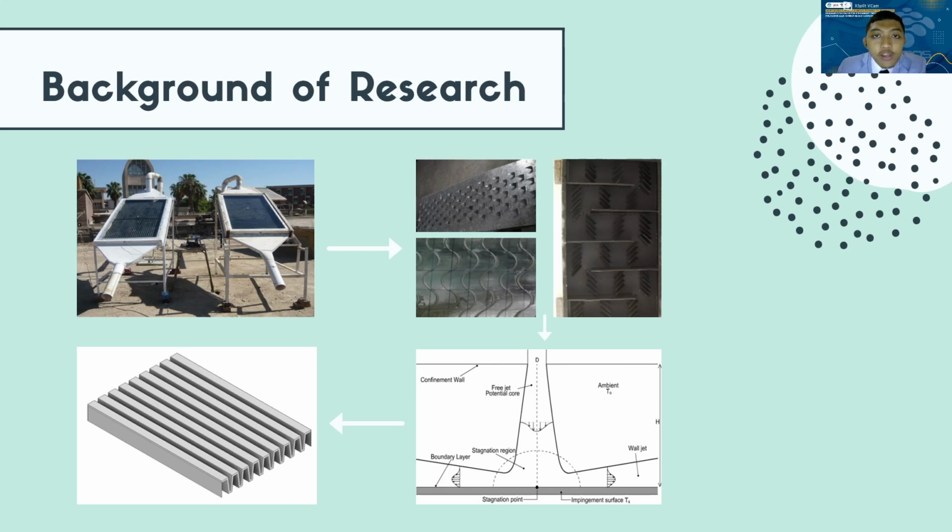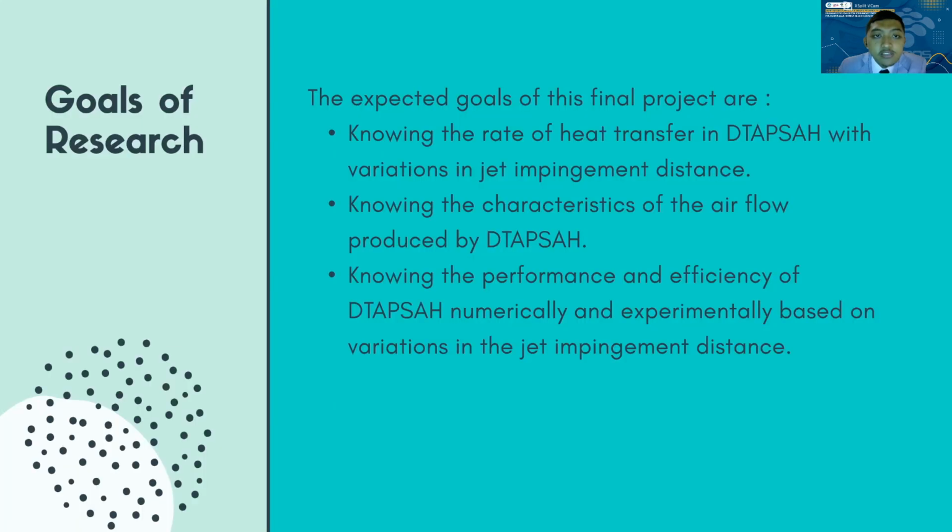The purpose of writing this final project is to find out whether the distance between the jet impingement has an effect on the performance and efficiency of DTAP-SAH. Goals of research. The expected goals of this final project are, number one, knowing the rate of heat transfer in DTAP-SAH with variation in jet impingement distance. Number two, knowing the characteristic of the airflow produced by DTAP-SAH. And then knowing the performance and efficiency of DTAP-SAH numerically and experimentally based on variation in the jet impingement distance.